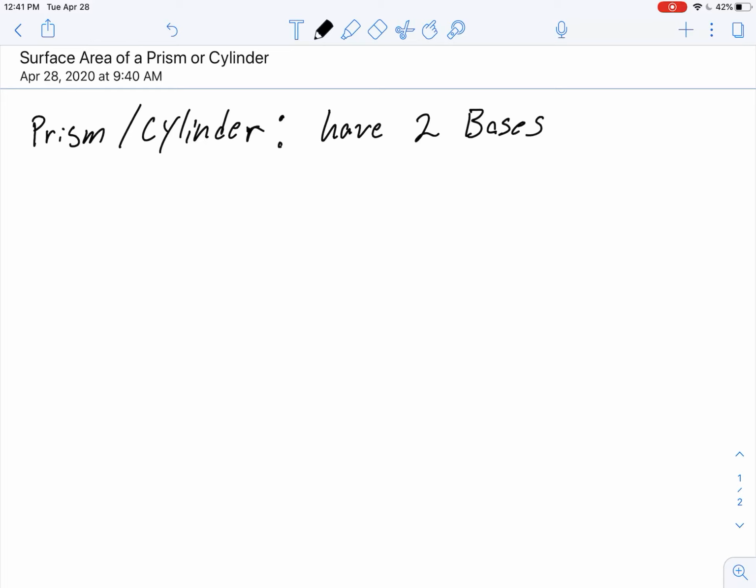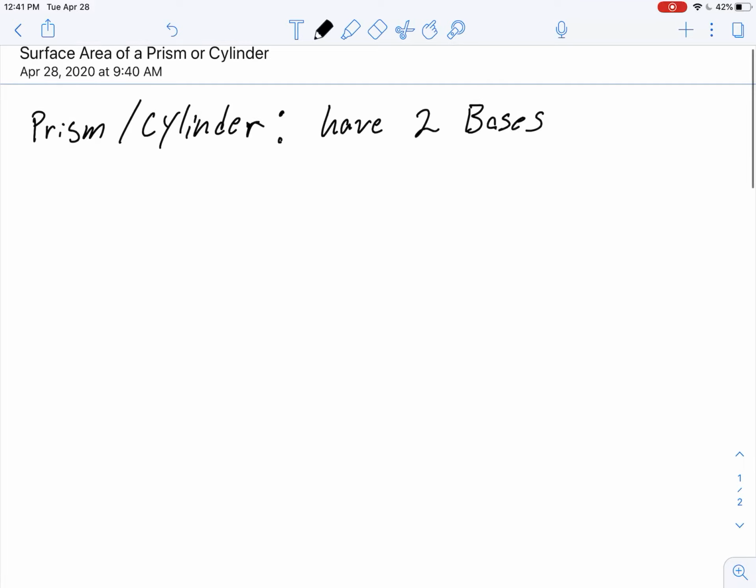So there's three types of 3D figures that we're going to talk about. Two of them are prisms, and one of them is a cylinder. The two prisms that we have, the first one that we're going to talk about is a rectangular prism. Okay, and when I draw that one, we're just going to draw a rectangle. Draw the best rectangle you can.